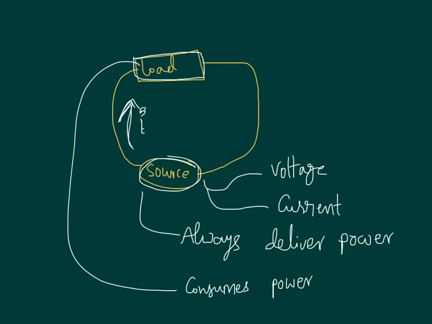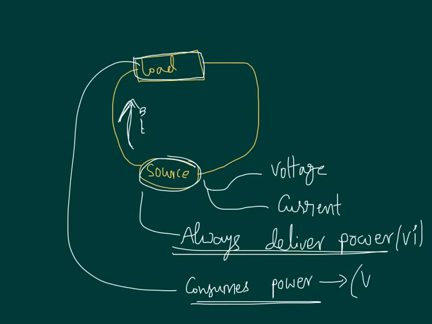So we calculate delivered power in the form of P is equal to VI, and consumed power is also the load voltage and the current passing through that load, this is Vs and Is.